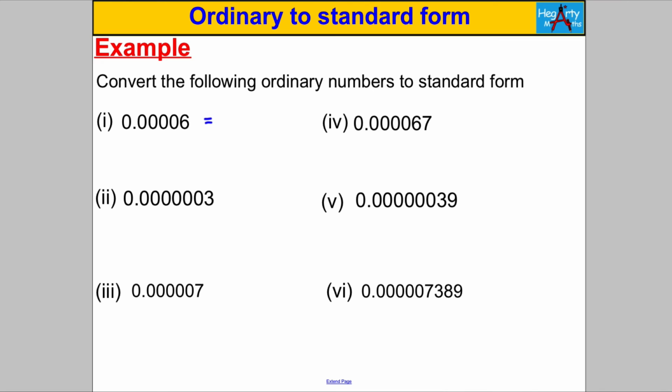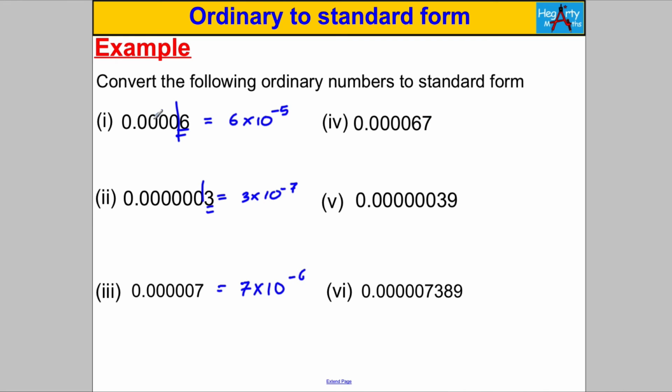Right, the first thing I do here is I write down 6, the first non-zero number, times 10 to the power of, I count how many digits before the 6, 1, 2, 3, 4, 5. I can't put 5 because it's a small number, I put negative 5. The exact same here, write down the 3, 3 times 10 to the, count how many digits before the 3, 1, 2, 3, 4, 5, 6, 7, therefore to the negative 7. This one here, 7 times 10 to the, 1, 2, 3, 4, 5, 6, negative 6, and there we go.